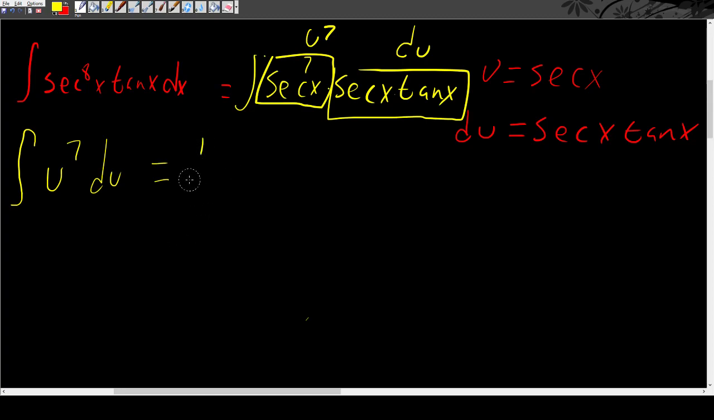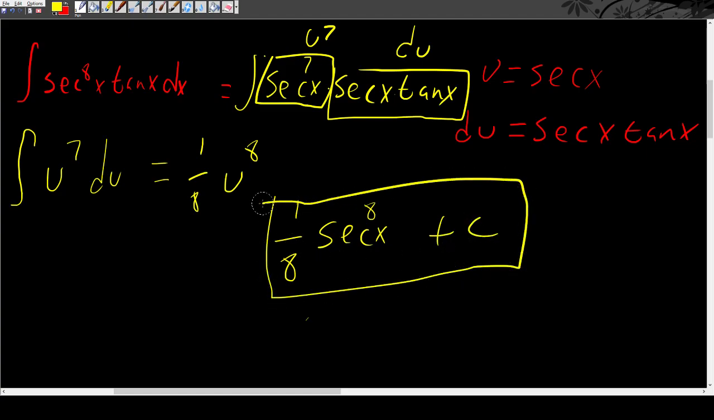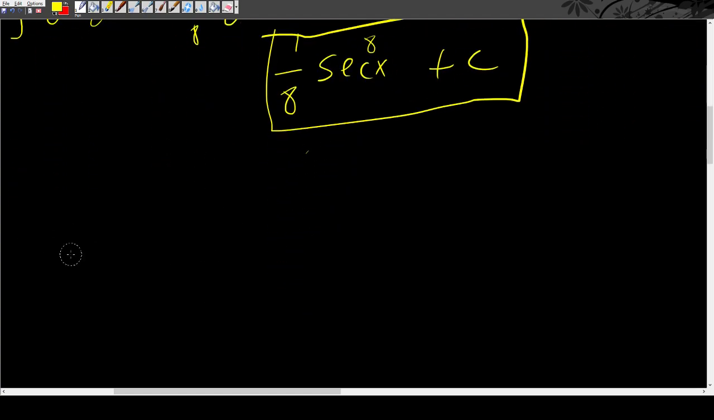Then you just solve it using basic integral rules: u to the 8 over 8, or 1/8 u to the 8, and then you plug your u back in, secant x to the 8, plus c. So this is your finished integral for that. Now, there's a reason I chose this exact problem. Let me rewrite it further down here.